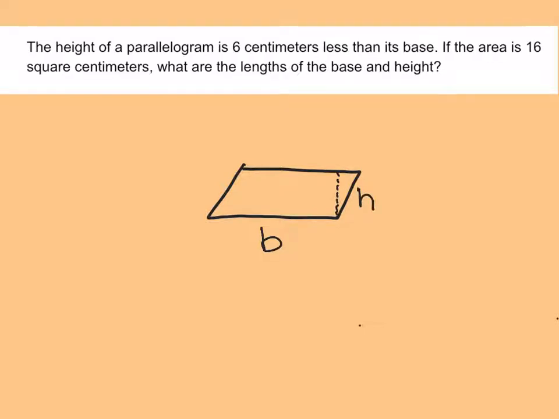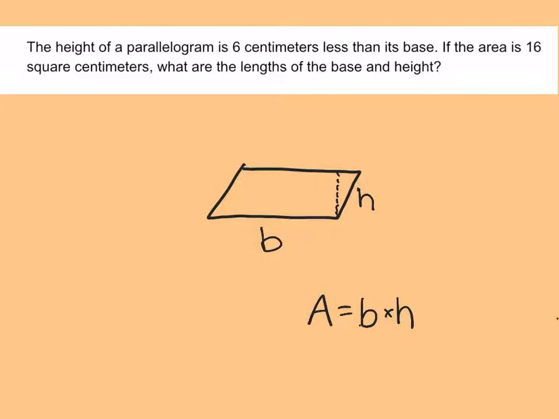When we're finding the area of a parallelogram, it's just like how we find the area of a rectangle or a square. The area of a parallelogram equals the base times the height. Then we can use the information we're given to figure out the different measurements, the area, the base, the height. It tells us that the height of the parallelogram is 6 less than its base.